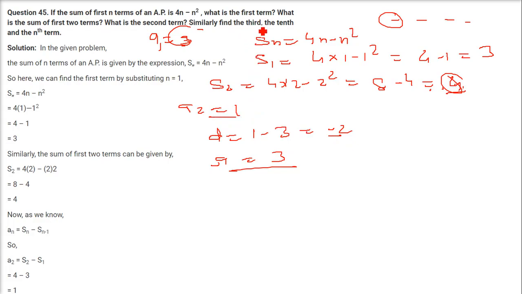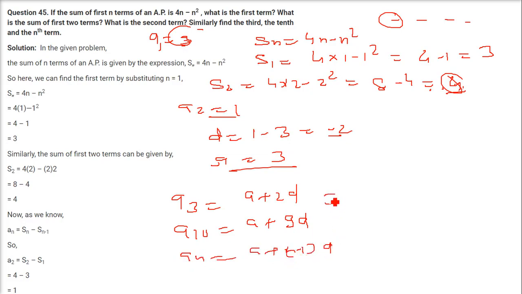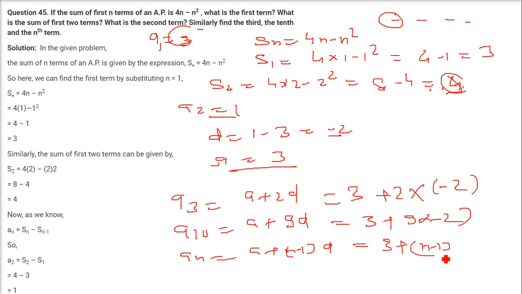So find the third term, 10th term and nth term. So what is the third term? A3 will be A plus 2D. What is the 10th term? A10 will be A plus 9D. What is nth term? An will be A plus n minus 1 into D. Now you just place A as 3, right? A as 3 plus 2 into D, which is minus 2. Here also 3 plus 9 into minus 2. And here also 3 plus n minus 1 into minus 2. So these are the values you will get.